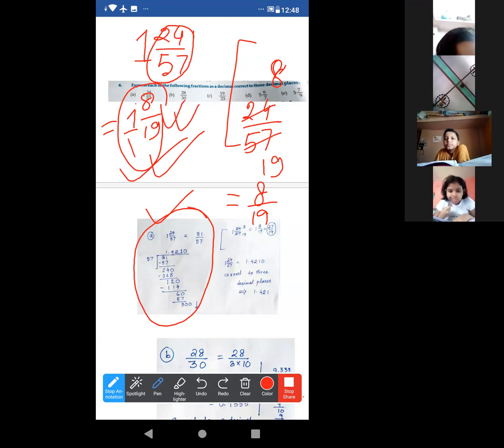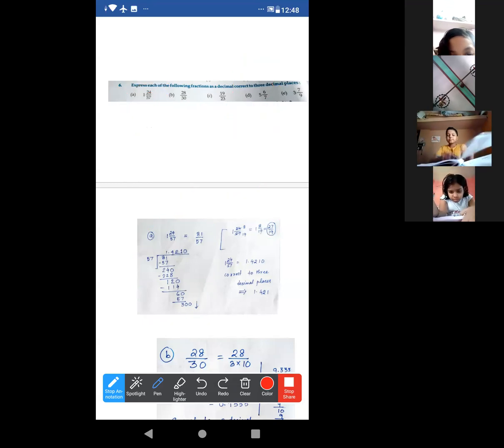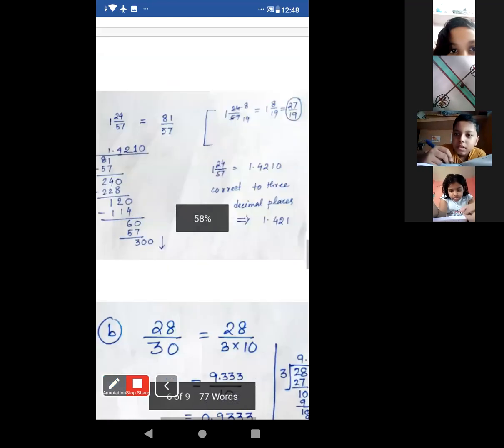Now convert this into mixed. Convert this into mixed. Look, it will be 27 by 19. It will be 27 by 19. Now just let me clear it. Wait. Look at this.